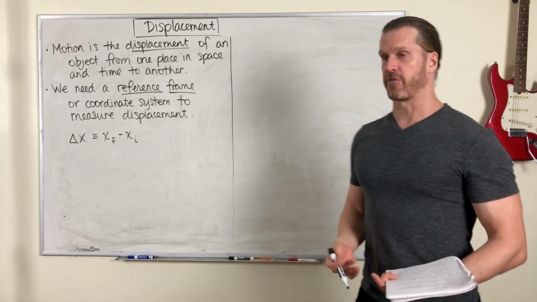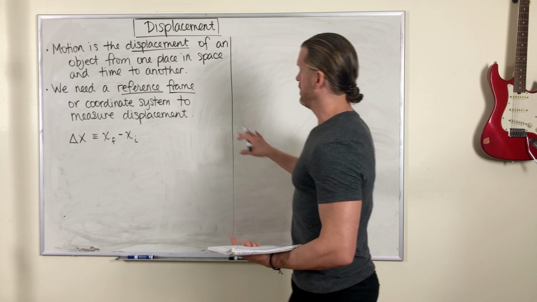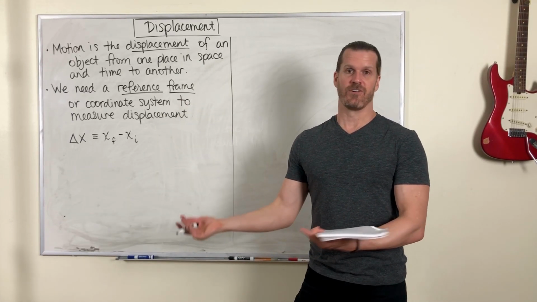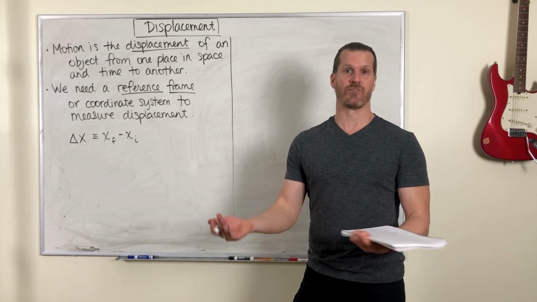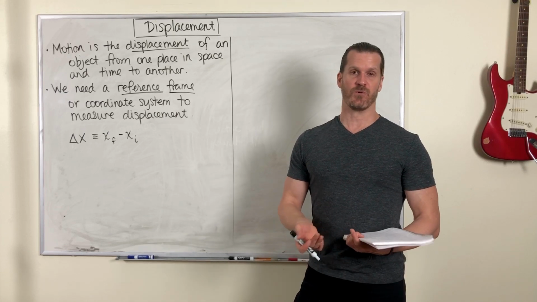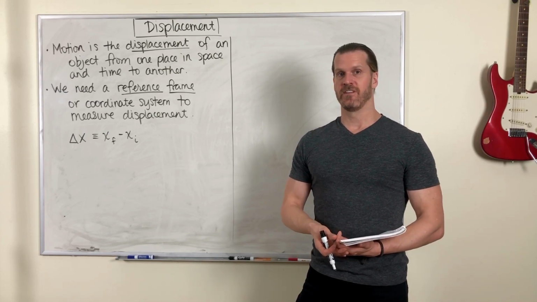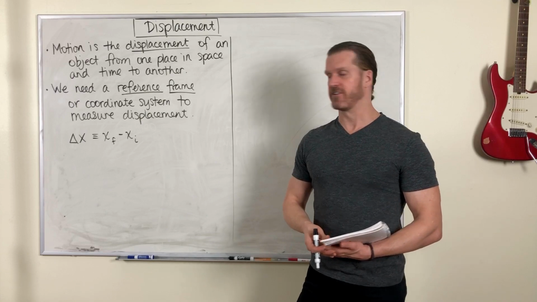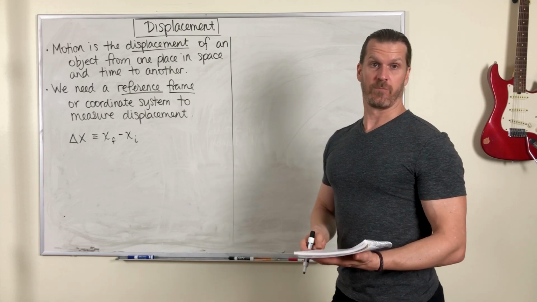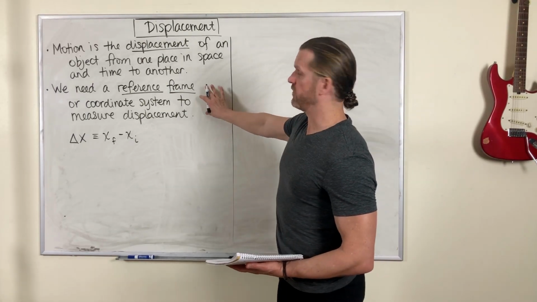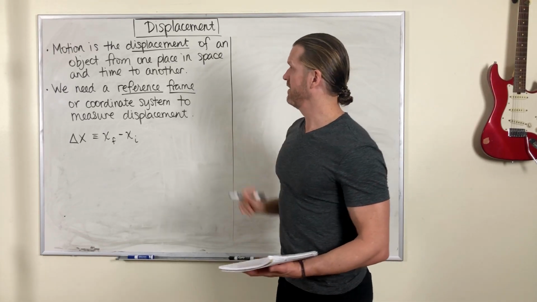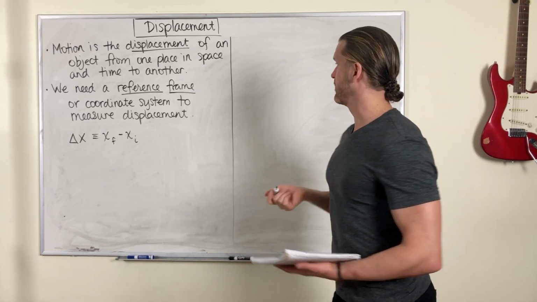So let me show you how this works with an example. I'm going to have a car that is driving to several different locations, and we'll calculate its displacement as it moves through these different locations. And we'll draw a graph of its position versus time and calculate some of the displacements. So the first thing we need to do to describe motion of a car or anything is to draw a reference frame or a coordinate system.